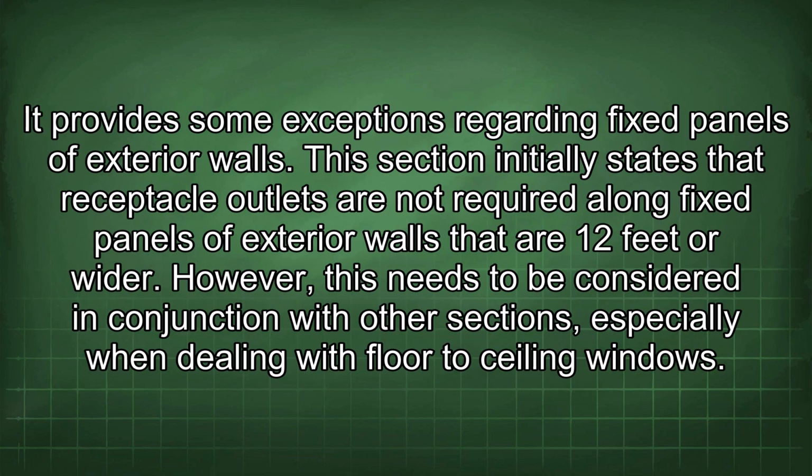Section 210.52(A)(2) generally discusses wall space and receptacle placement in dwelling units. It provides some exceptions regarding fixed panels of exterior walls. This section initially states that receptacle outlets are not required along fixed panels of exterior walls that are 12 feet or wider. However, this needs to be considered in conjunction with other sections, especially when dealing with floor-to-ceiling windows.